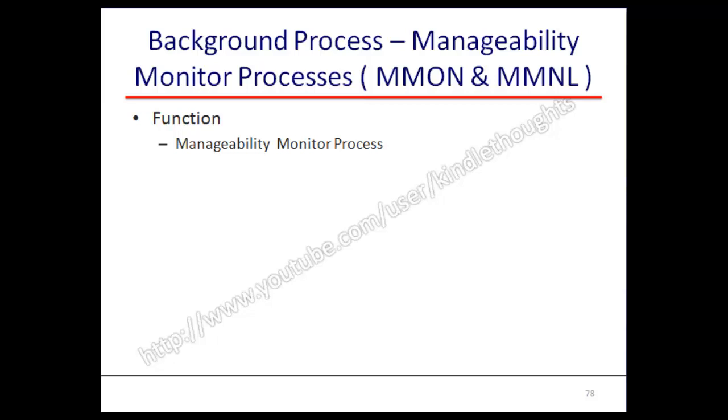Whenever there is a violation or any alert has to be raised as per the configuration, it is the responsibility of the MMON process to bring up this alert. There's also a manageability monitor light process, which pulls the information from the SGA and writes it to the respective tables in the database. So most of the statistics that you see in the AWR are actually captured from the SGA or from the memory components, and they are populated in the AWR tables.